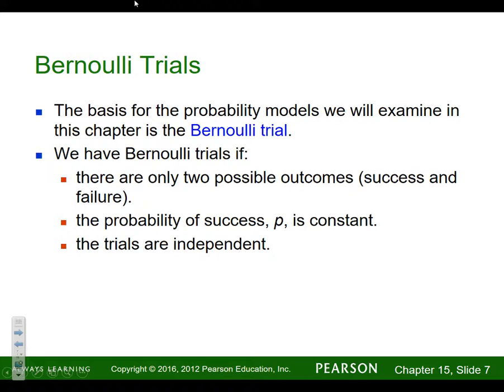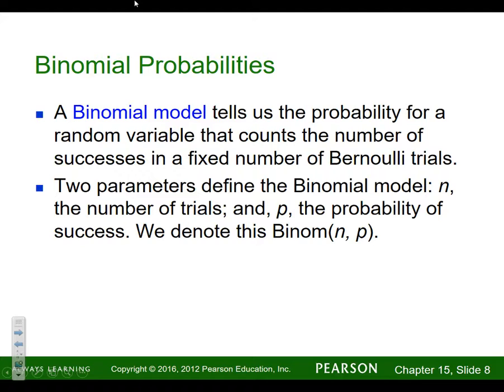Okay, so when we are doing these specific types of events or trials, we don't really call them Bernoulli trials, even though that's one of the technical names. I'm usually going to call them binomial distribution problems. I just got used to that. For a binomial model, it tells the probability of a random variable that counts the number of successes in a fixed number of Bernoulli trials.